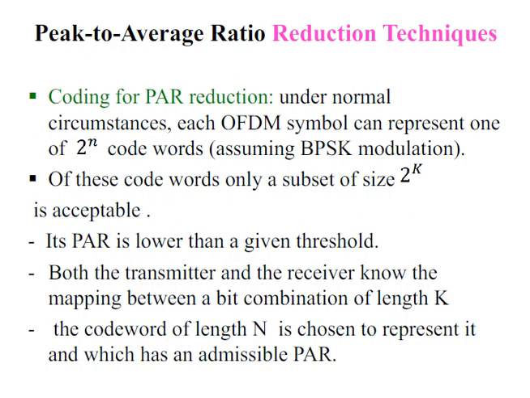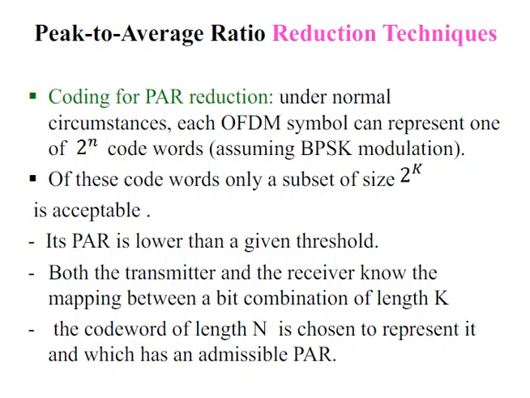Peak to average ratio reduction techniques. Coding for peak to average ratio reduction. Under normal circumstances, each OFDM symbol can represent one of 2^N code words, assuming BPSK modulation. Of these code words, only a subset of size 2^K is acceptable, whose peak to average ratio is lower than a given threshold.